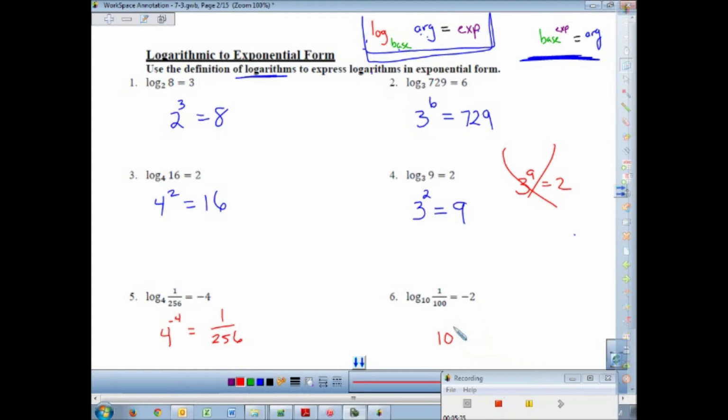10 to the what? -2 equals 1 over 100. Let's slow down for a second. You'll probably not see this written this way in the future. This is called the common log right here. And when the base is 10, do you guys know about the metric system? Heard of it before? What is the metric system designed around? What number? You can't have fractions in the metric system, right? It's all decimals. And what are all the decimals about? They're in what base? 10, right? Aren't they always in powers of 10?